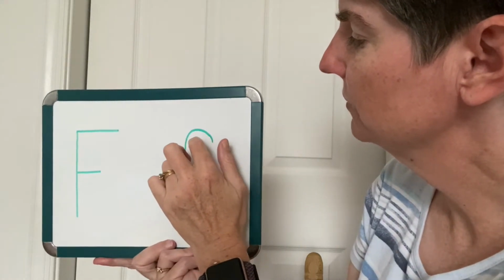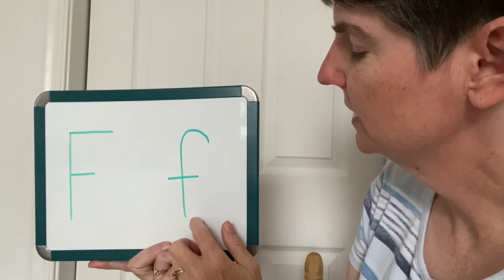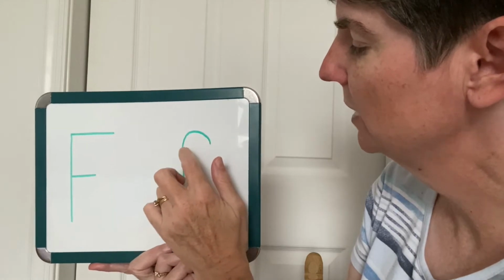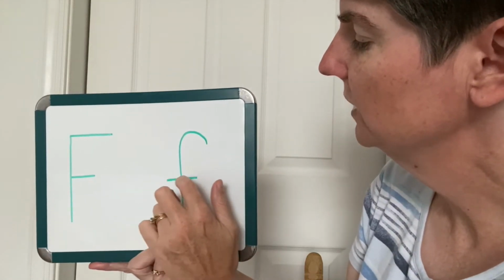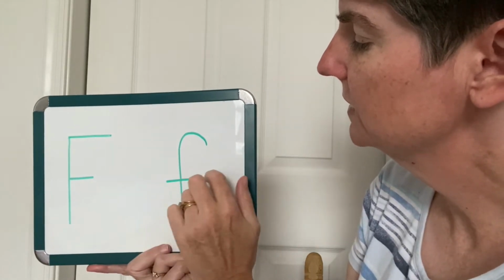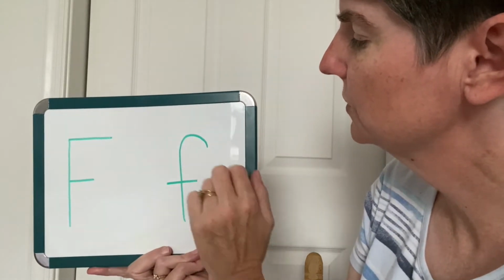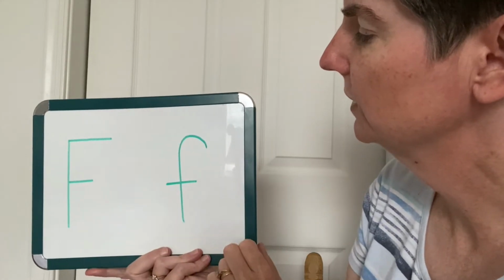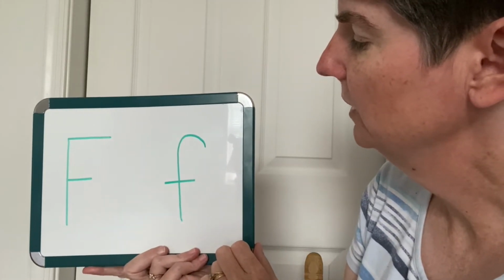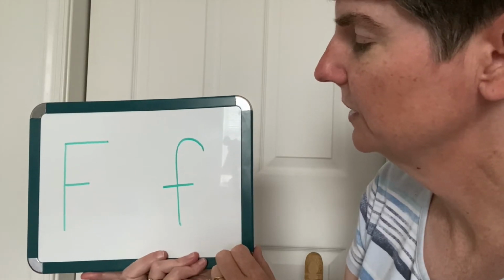All right, let's look at lowercase f now. Lowercase f curves around at the top and goes straight down. So it has a curvy line at the top, and then it turns into a straight line. And then it has that small straight line in the middle, but it crosses over the line that you drew. So you're going to draw this line first, and then you cross it over. So uppercase F and lowercase f look a little bit different.